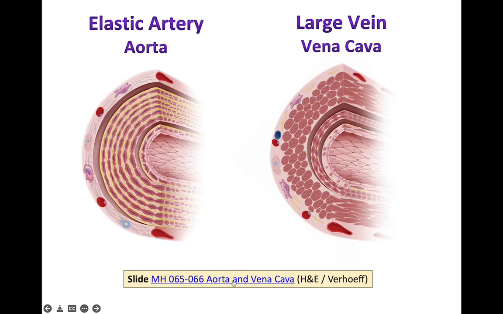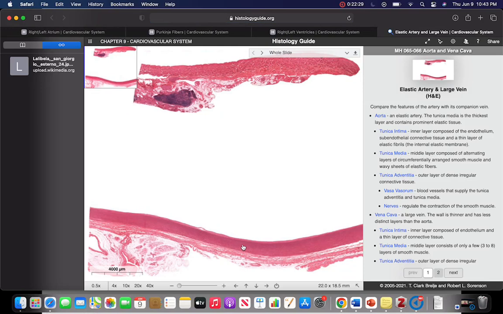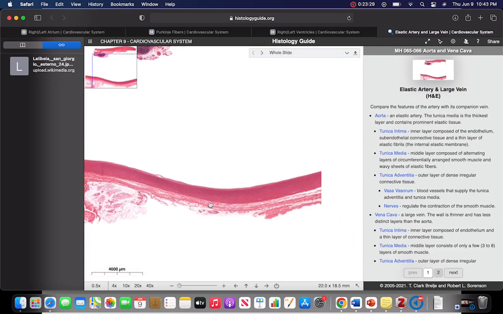So let's see aorta and vena cava in a section. So we have both H&E and Verhoeff staining. In Verhoeff staining, we mainly see the elastic fibers. So as you know, elastic fibers are not clearly seen in H&E staining. So first, let's see the H&E staining. So this is the vena cava and this is the aorta. So first, let's see the aorta.